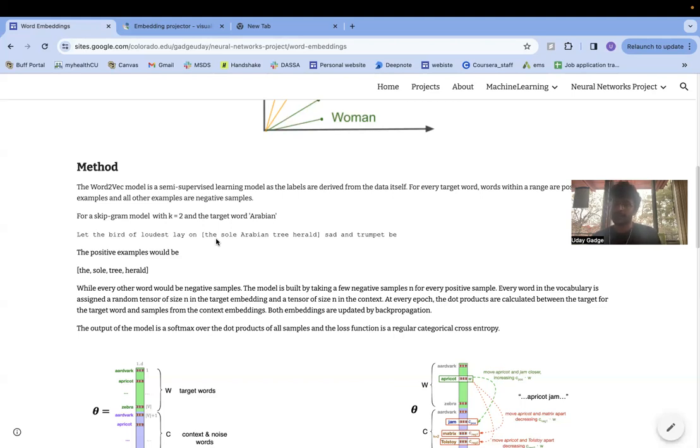And this is then the loss value is calculated using a categorical cross entropy loss, and then we backpropagate and update both the target word embeddings and context word embeddings. In a way, it's a semi-supervised learning model where we don't have an external label, but we are creating labels within the data, and we are reducing this whole process to just a classification model with a loss function.